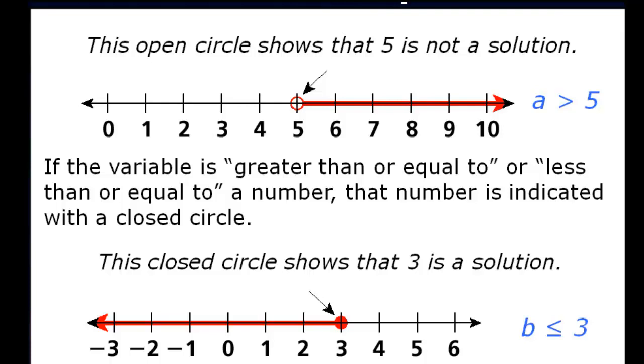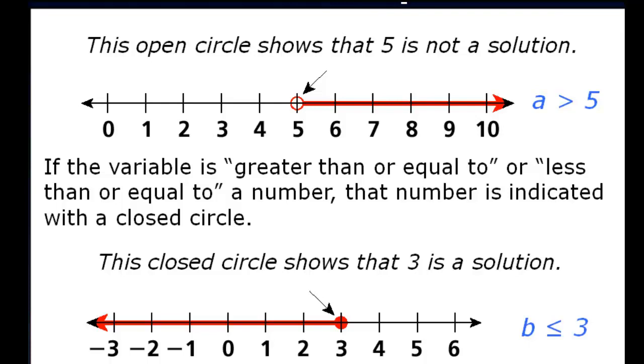Okay, so here A is greater than 5. The open circle shows that 5 is not a solution, but any number more than 5 is a solution. Any number, like 5.1, is a solution. We come here, remove A and put 5.1. So 5.1 is greater than 5. This is clear.